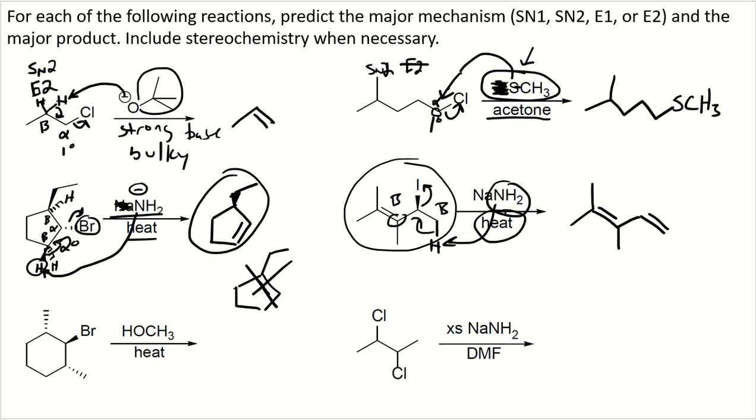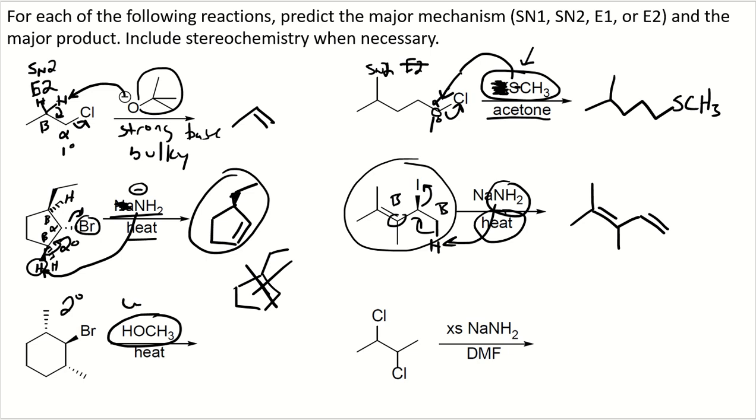Next, we have methanol, but that's getting ahead of ourselves. Forgot to mention we have a secondary alkyl halide. We are possibly going to do an SN1, SN2, E1, or E2, but we look at our reagent.